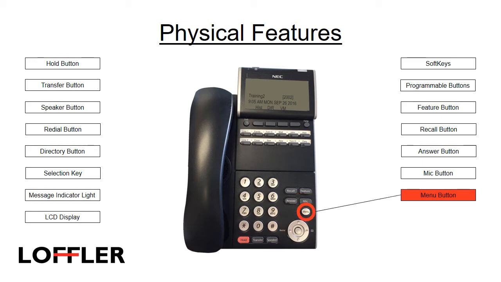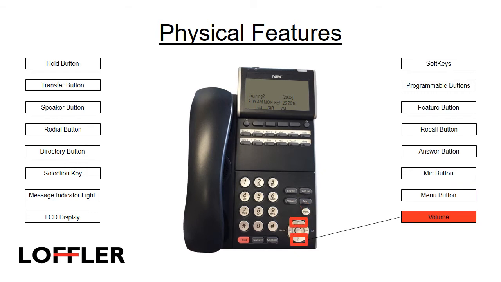The menu button provides access to phone settings, such as call history, directory, call functions, and different settings. The volume button allows you to adjust volume control for your handset, speaker, ringer volume, and brightness of LCD display.